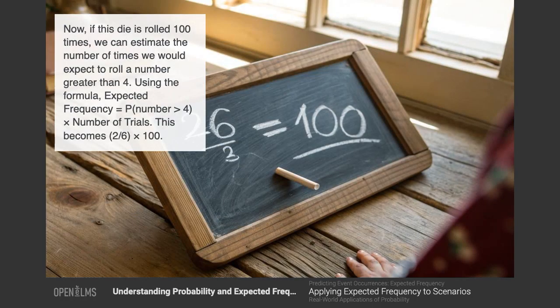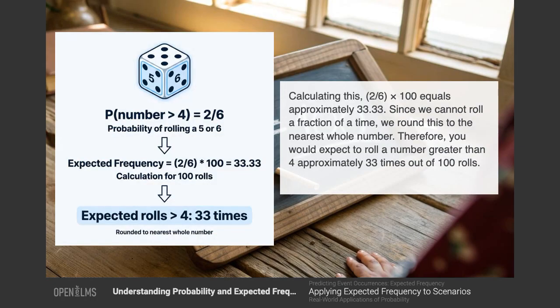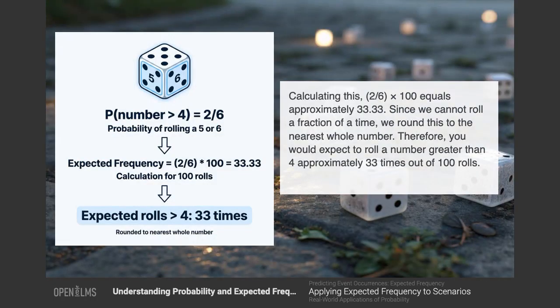Now, if this die is rolled 100 times, we can estimate the number of times we would expect to roll a number greater than 4. Using the formula, expected frequency equals P(number > 4) times number of trials. This becomes 2/6 times 100. Calculating this, 2/6 of 100 equals approximately 33.33. Since we cannot roll a fraction of a time, we round this to the nearest whole number. Therefore, you would expect to roll a number greater than 4 approximately 33 times out of 100 rolls.